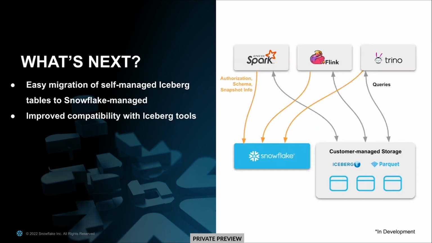We're working on improved compatibility with other tools, such as Apache Spark, Flink, and Trino. Snowflake will offer a Metastore API that will allow other tools to query and make changes to data in Iceberg tables managed by Snowflake. We're also ensuring smooth metadata and type compatibility with the Parquet data and snapshots generated by popular Iceberg tools.